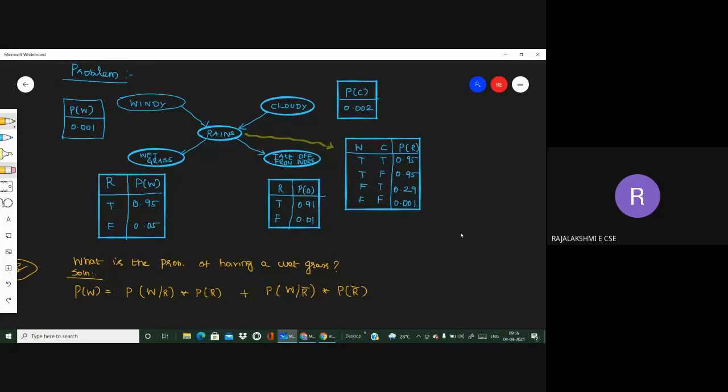But when you see this rain, it depends on two conditions, windy and cloudy. So all the probabilities we need to judge over here. When both are true, that is both windy and cloudy, what is the probability of getting rain?